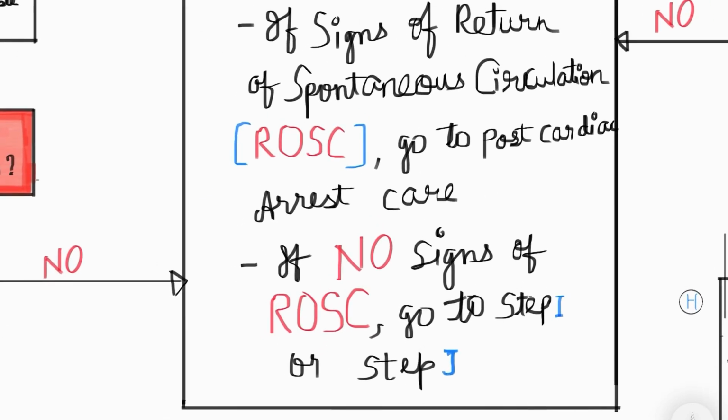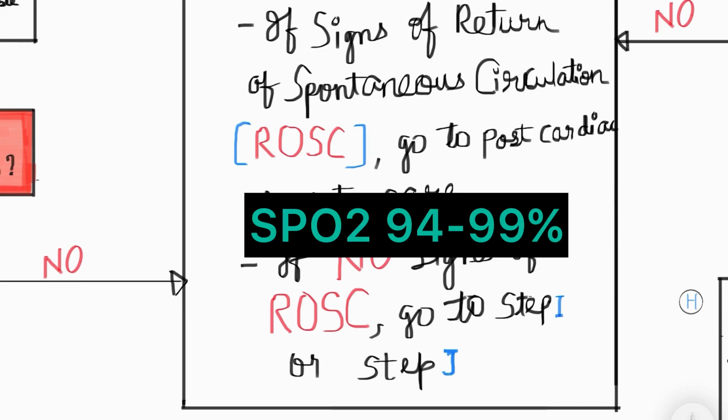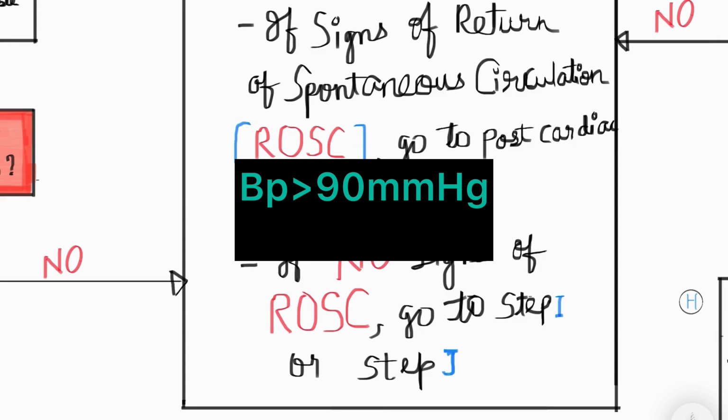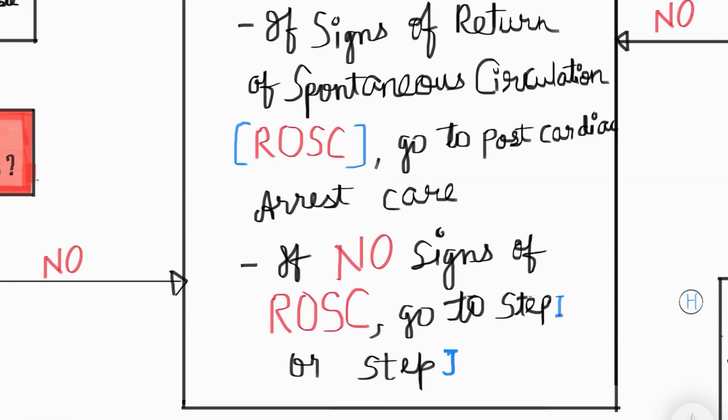Ensure oxygenation and maintain a target SpO2 of 94 to 99%. Keep the systolic blood pressure more than 90 mmHg with fluids or vasopressors. Consider targeted temperature management for comatose patients.